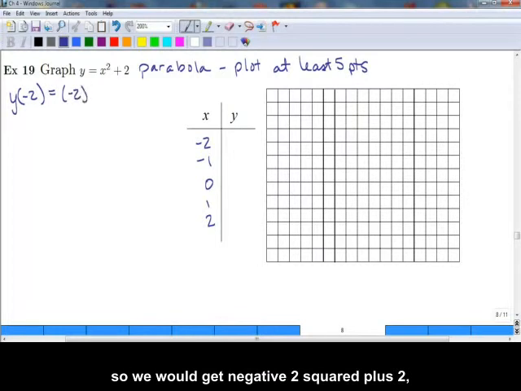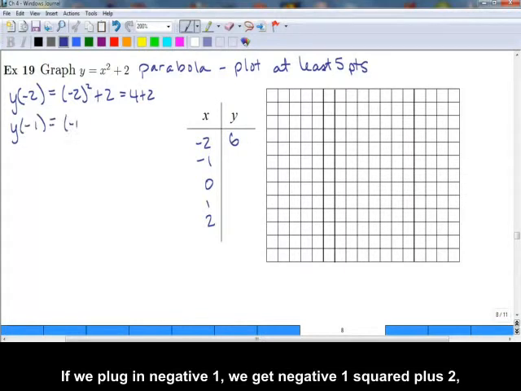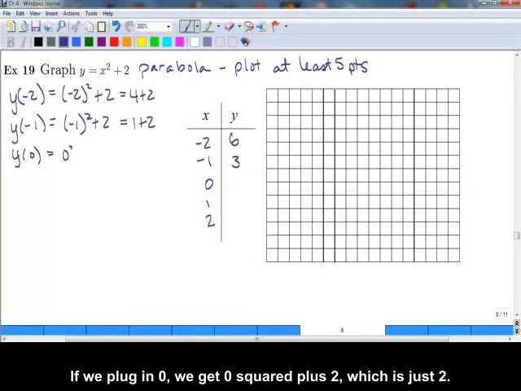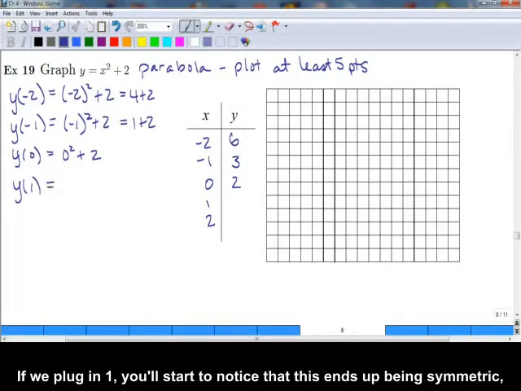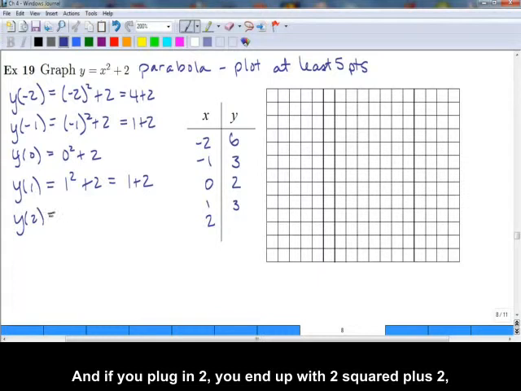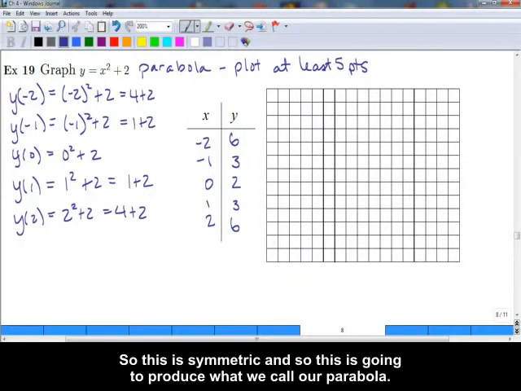So in this case, if we wanted to graph our points, we would plug in -2. So we would get -2 squared plus 2. So that ends up being 4 plus 2, which is 6. If we plug in -1, we get -1 squared plus 2, which is going to be 1 plus 2, which is 3. If we plug in 0, we get 0 squared plus 2, which is just 2. If we plug in 1, you'll start to notice that this ends up being symmetric because we get 1 squared plus 2, which is 1 plus 2, or 3. And if you plug in 2, you end up with 2 squared plus 2, which is again 4 plus 2, or 6. So this is symmetric, and so this is going to produce what we call our parabola.